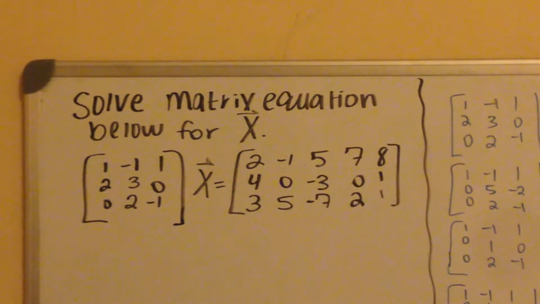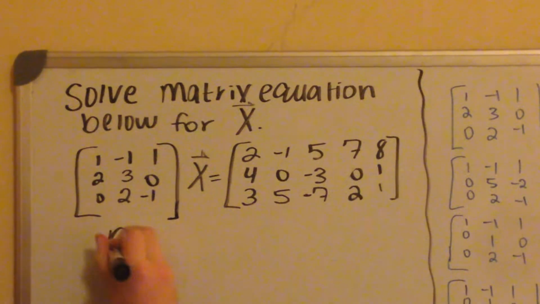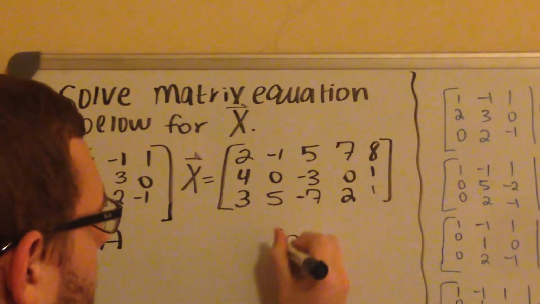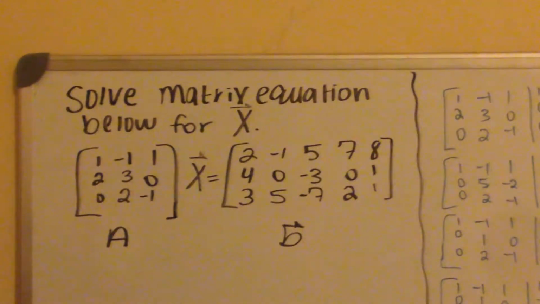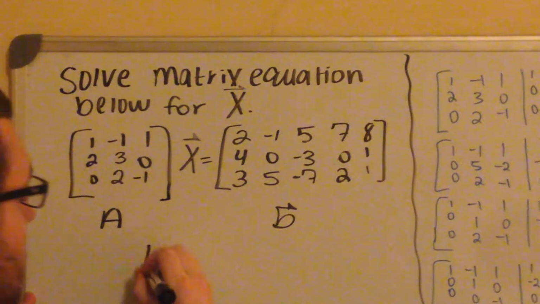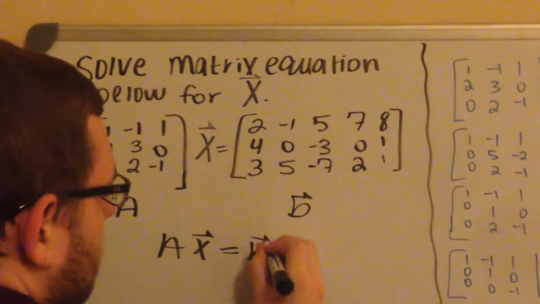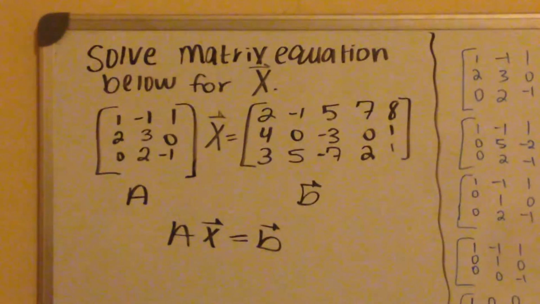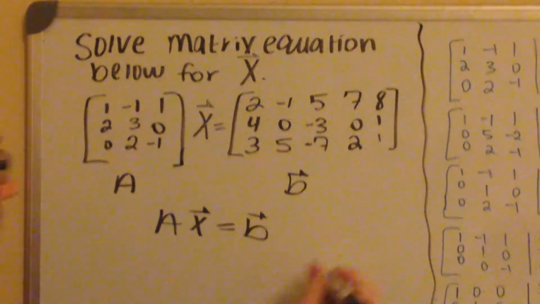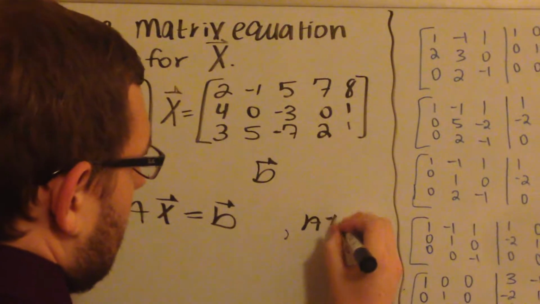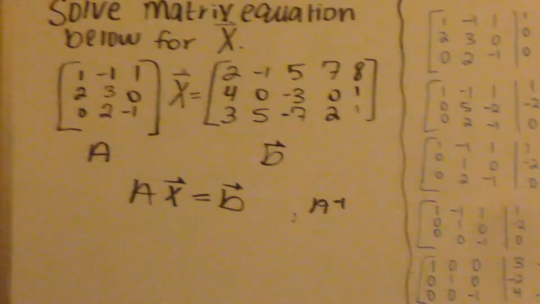Today we're going to be solving a matrix equation for X given an A, which is a matrix, and B, which is another matrix. In order to solve this equation, we're really solving the equation AX equals B. And to solve this type of equation, we have to find the inverse of A, which we're going to call A inverse, and we have to multiply it to the left side of both parts.